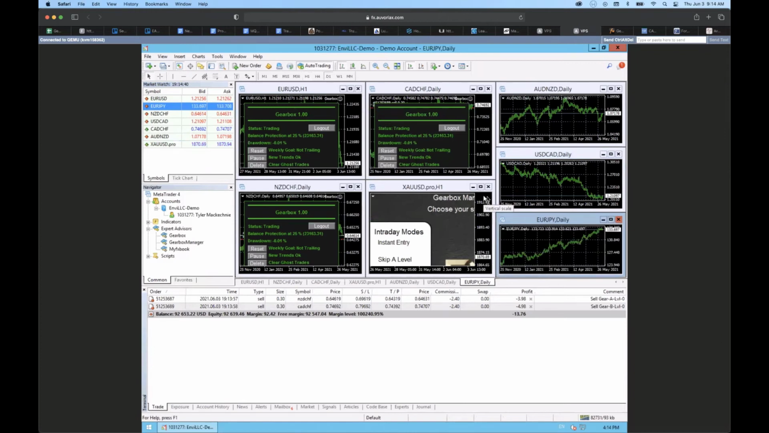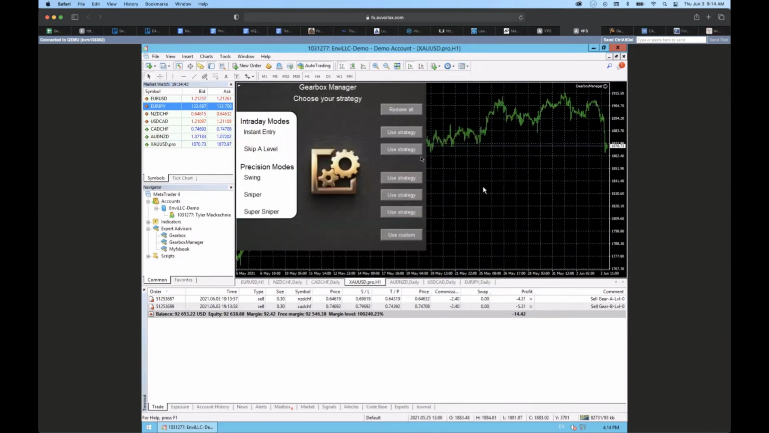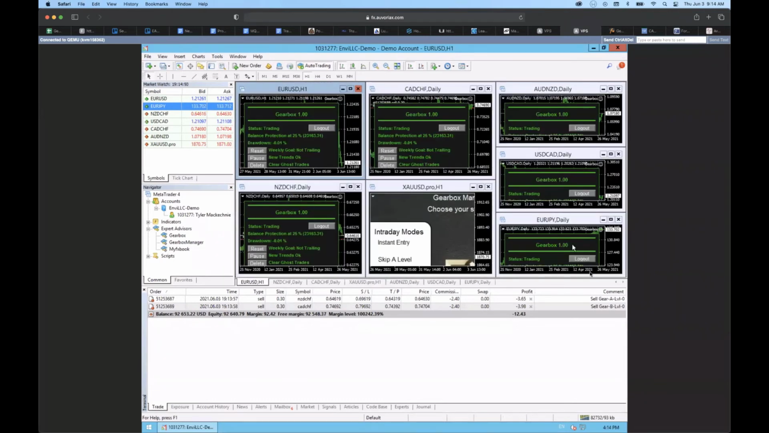All right, now you could simply come in here and just hit skip a level. And now when you apply skip a level, it's going to go ahead and apply to those other charts as well. And now you are set up with intraday mode. So that's how simple it is to set up intraday modes. There's not a lot of pairs.